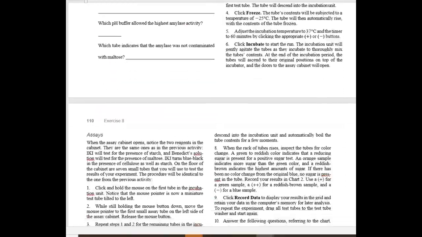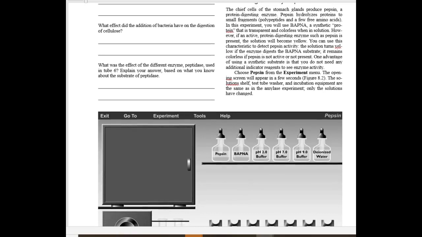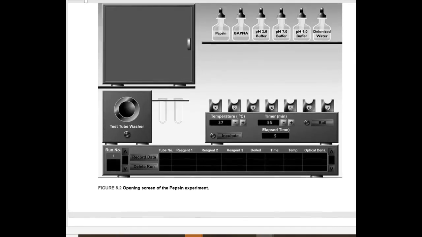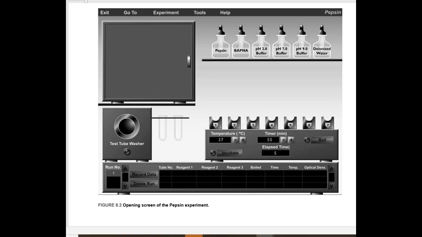Then moving right along, remember we're not doing cellulose. Then we get to this one here. So first of all, our enzyme is pepsin, and our substrate is BAPNA, which is not an artificial protein, but we can call it like a protein substitute. We're going to say BAPNA is mostly clear. Yes, I just looked it up. It's clear. So it starts out clear.